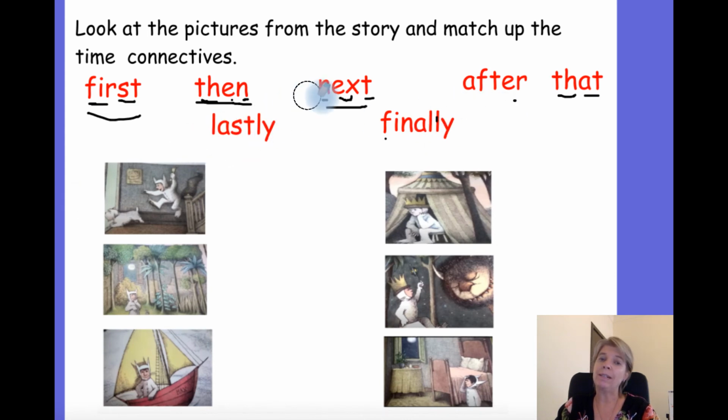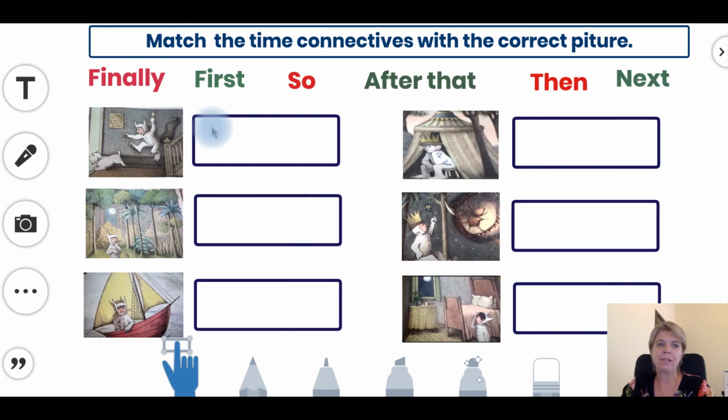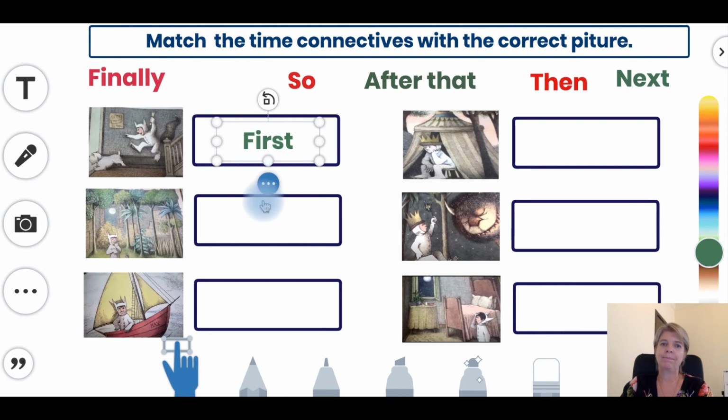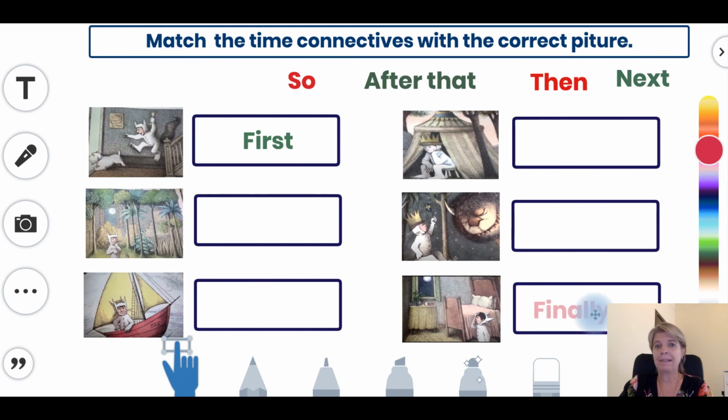So on your seesaw today, you have got a page that looks like this. And here are the words we just looked at. Finally, first, oh, this one is different, so. This one's not a time connective, but it does join sentences. So you can use this one if you want to. After that, then, next. So, decide what happened. This one is first. So you need to pull it down, put it in the box. Okay? Which one of these words means it happened at the end? Finally. So let's pull this one down here. And then you can choose which words to put into here. Okay?